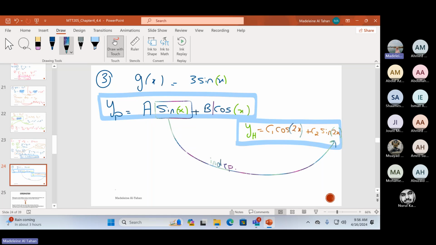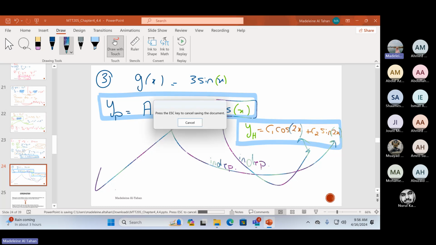Cosine x. Do we have anything here? Do we have same angle? Do we have cosine x in YH? No. Okay, so independent. Is it accepted? Yes. Okay.